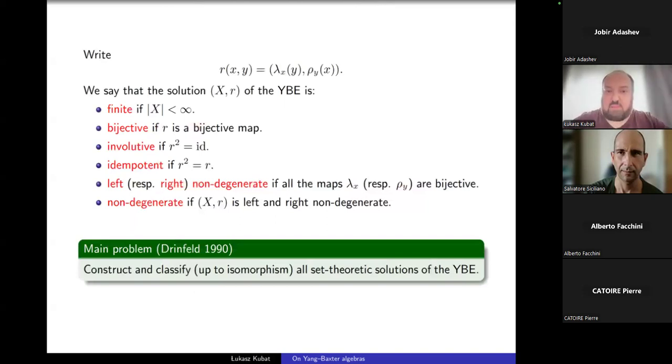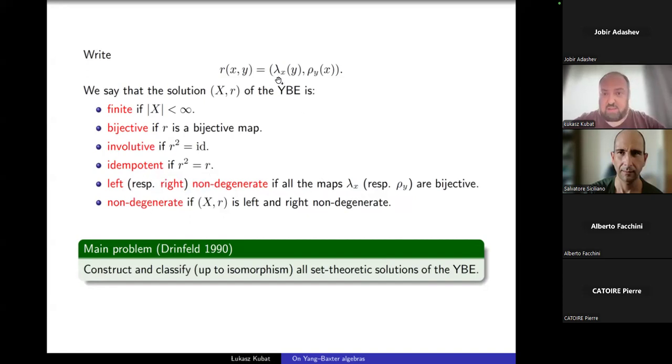So to go further, we need some notation. Having a map on the Cartesian square of X, we need a notation for its components. The left component will be denoted by lambda x acting on y, and the right component will be denoted with the use of rho. And here are some extra conditions that we put on our solution. If, for example, the set on which our solution is defined is finite, then we call our solution finite. If the map is bijective, then our solution is called bijective. If the map is involutive, idempotent, or has some other properties, then we respectively say that our solution is involutive, idempotent, and so on.